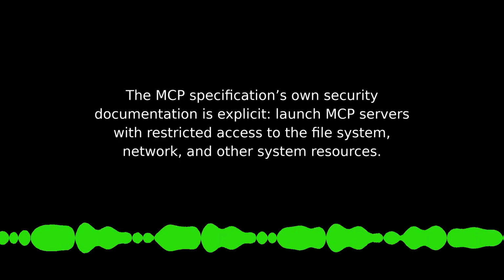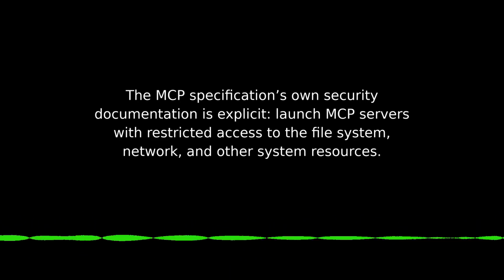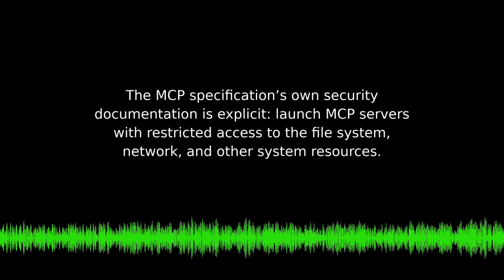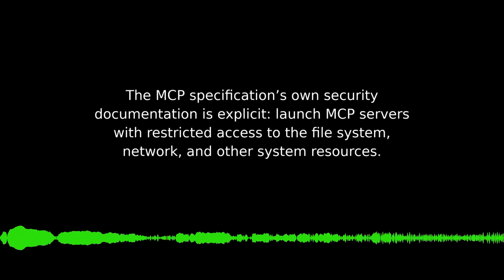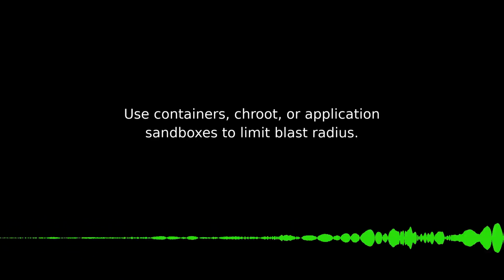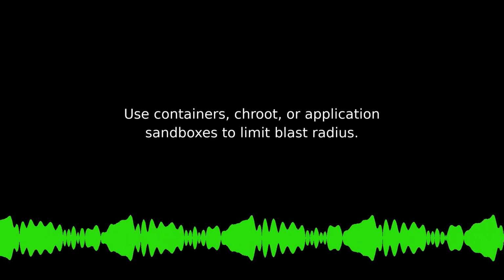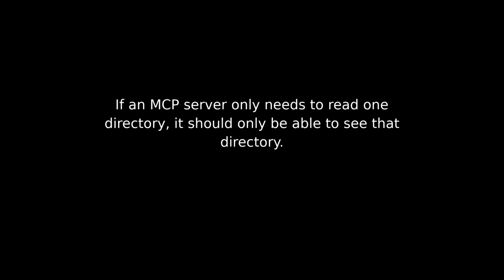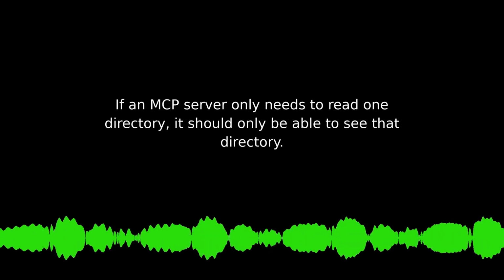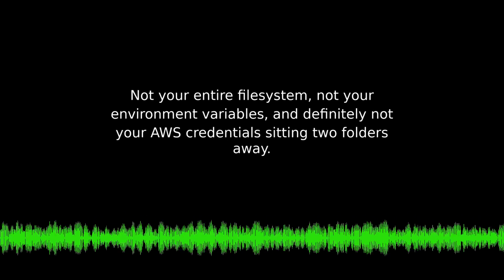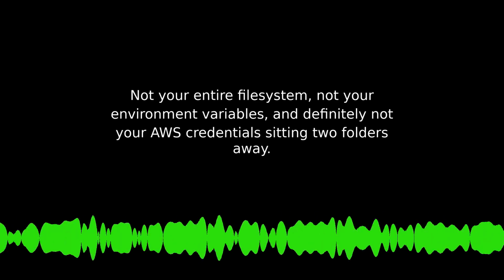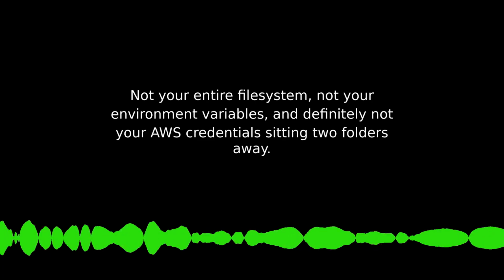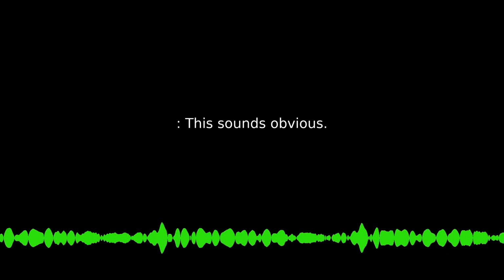The second principle is least privilege. The MCP specification's own security documentation is explicit. Launch MCP servers with restricted access to the file system, network, and other system resources. Use containers, chroot, or application sandboxes to limit blast radius. If an MCP server only needs to read one directory, it should only be able to see that directory, not your entire file system, not your environment variables, and definitely not your AWS credentials sitting 2 folders away.